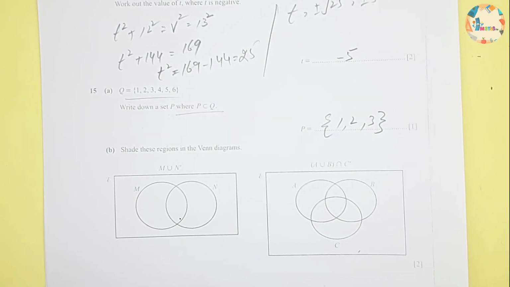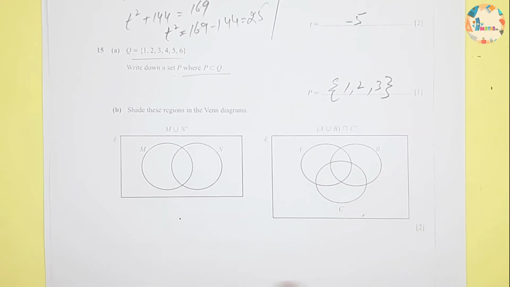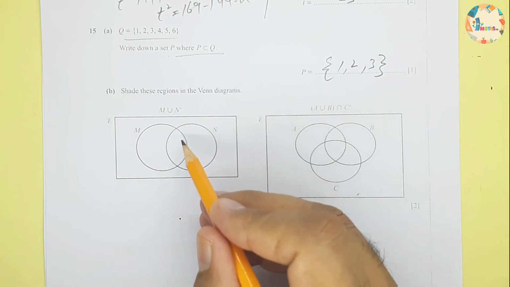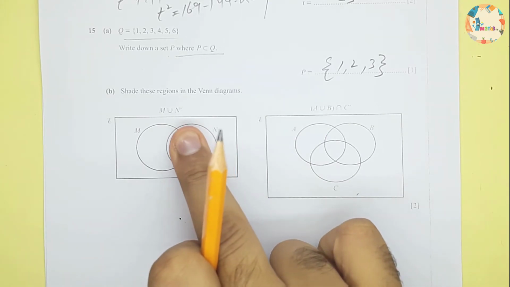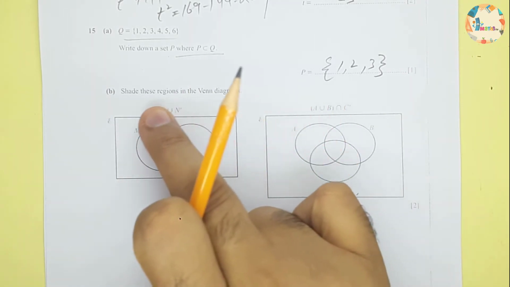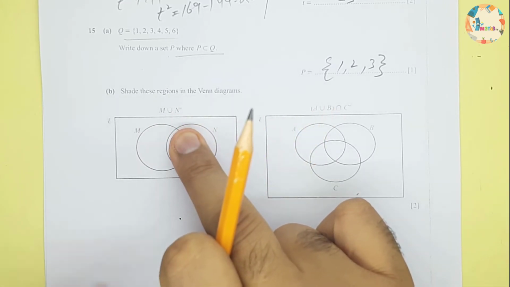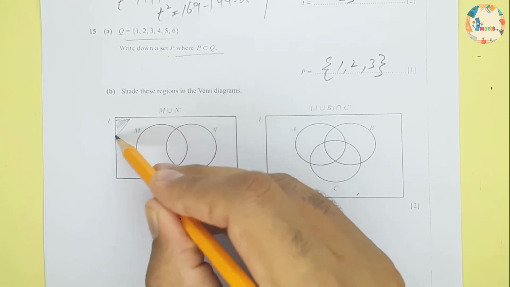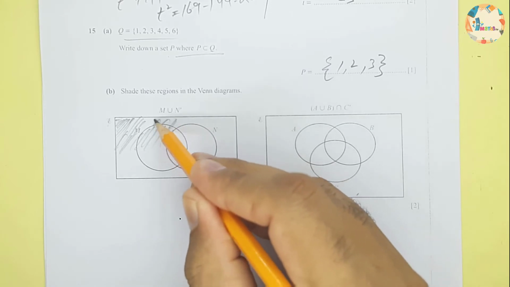Shade these regions in the Venn diagram. We have to shade M union N complement. So N complement is not in N. Not in N is this one, everything outside and this portion. So I'll place my finger on N. This will be not N. So union with M, it will be this whole portion outside as well as this portion of M up to this one.